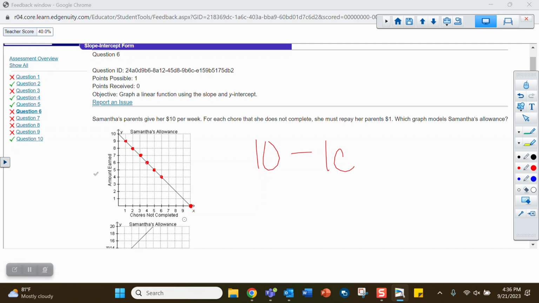You had to maybe look here at the labels on the graph. So we're talking about the more chores you don't complete, the less money you have. So we're losing money. That's why that slope is negative.